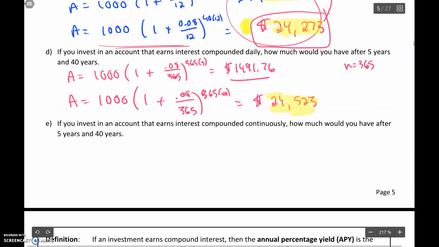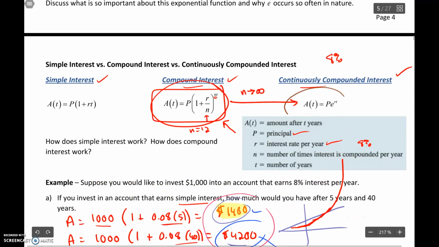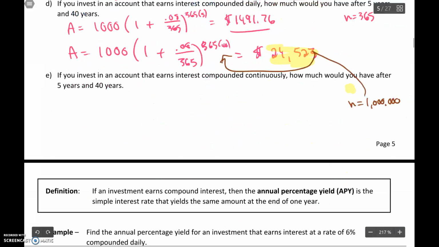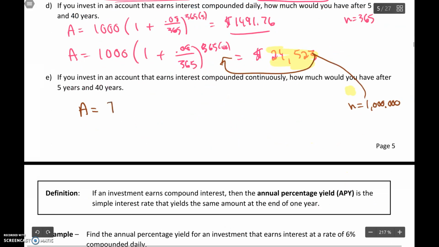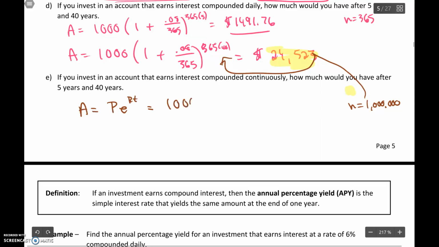So what if we compound it continuously? Now, to do continuously, I don't recommend it, but you could put in a really big number for n into this equation, and it's going to give you something very similar. But the formula simplifies to this right here, PERT. That's how we remember it. I should have said that before. P-E-R-T. So for 5 years, it's just 1,000 e to the r times 5.